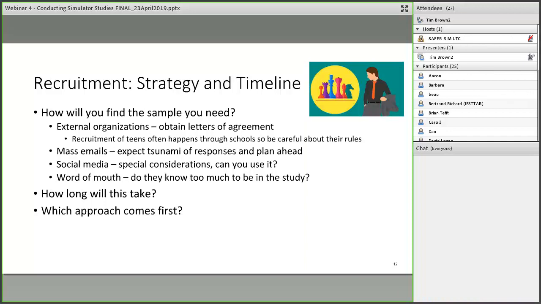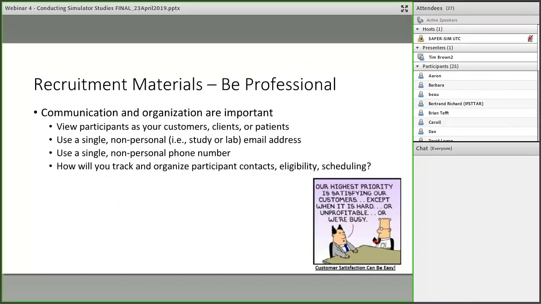Which approach comes first is really going to be some judgment on your part in terms of how to do that. If recruitment is going to be easy, you don't really want to take the big approaches of going social media or mass email, because you may not need that big sledgehammer to get your small sample. You want to have a plan in advance, and you want to look at what point you move on to other steps along the way, and when you get to the sample you want at the end.